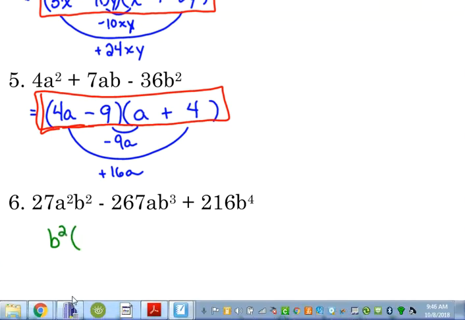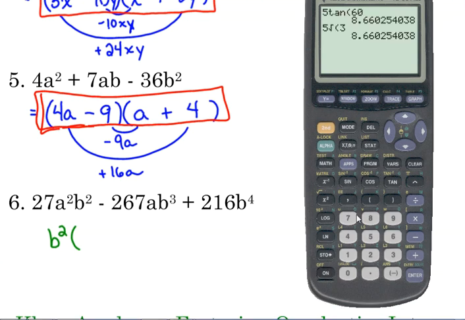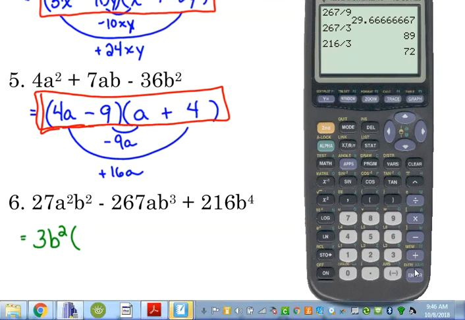Now, I would think with numbers of this size, chances are we've got a numerical GCF as well. The first thing I check is the smallest number. I'm going to see, well, is 27 a GCF? It's not. So then I go to its next highest factor, 9. 267 divided by 9. Well, that didn't work. And then we got 3. Hopefully 3 works. 3 works for that one. Does 3 work for 216? Yes. So 3b squared is our GCF.